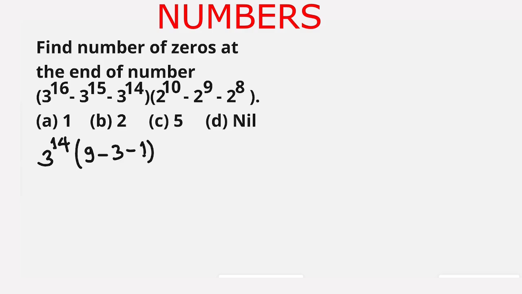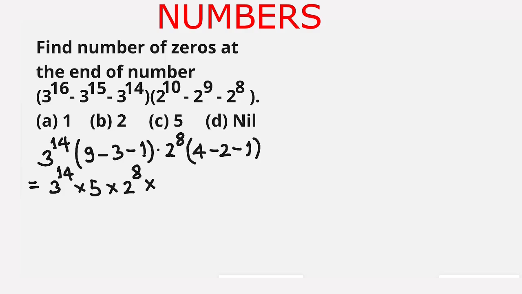We take 2^8 common and we will get 2^2, which is 4, minus 2^1, which is 2, minus 1 in place of 2^8. So this is equal to 3^14 multiplied by (9 − 3 is 6, 6 − 1 is 5), that is 5, multiplied by 2^8 multiplied by (4 − 2 is 2, and 2 − 1 is 1).